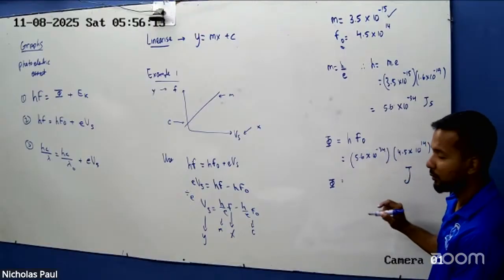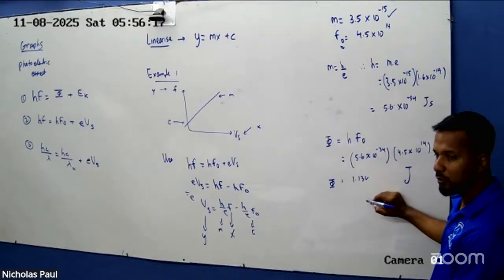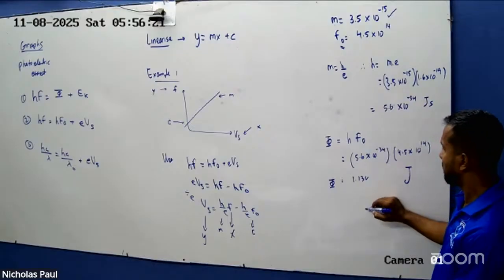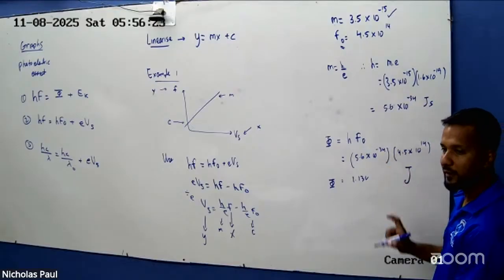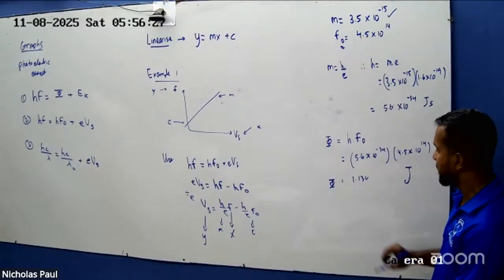So 1.134 by 10 to the minus 32. This should be around 20. And over. Check it back and make sure you put it in.